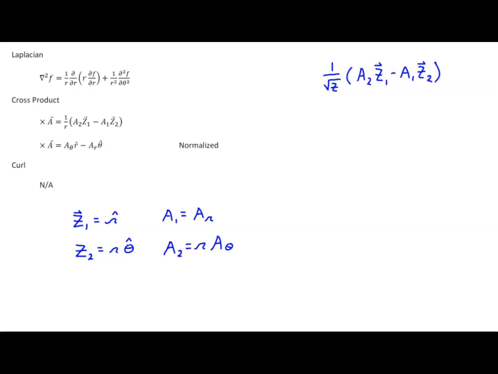So that's it for plane polar coordinates, and with that we are done. We have successfully demonstrated the cross product and the curl in each of our sample coordinate systems.